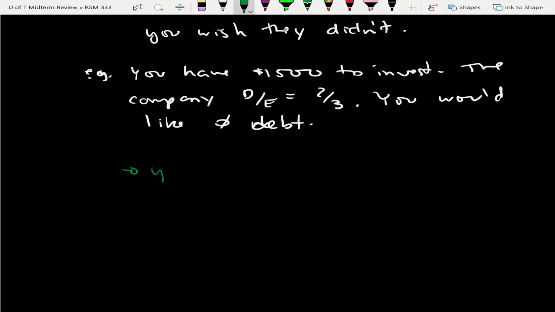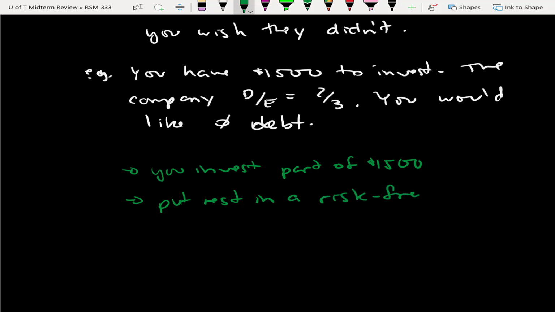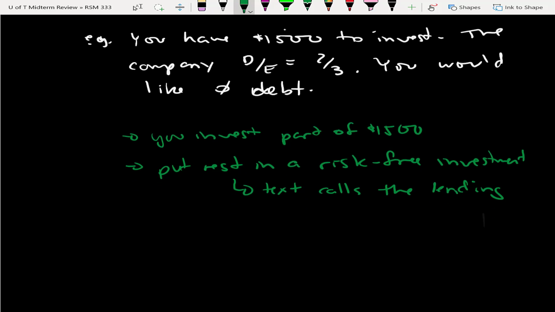So what it says is you invest part of the $1,500. And then you put the rest in a risk-free investment, like a T-bill or GIC or something like that. The textbook calls this lending money. It's a little confusing because usually when you think of lending, you think of a loan. In this case, you're just investing it in a safe investment.